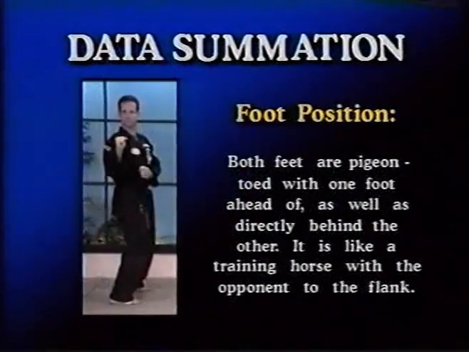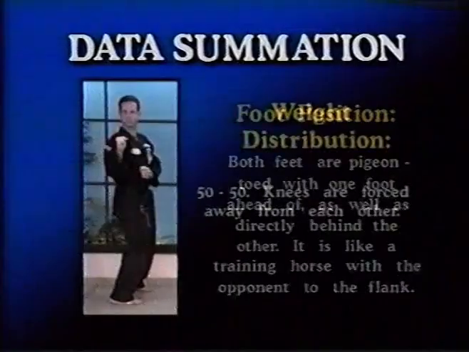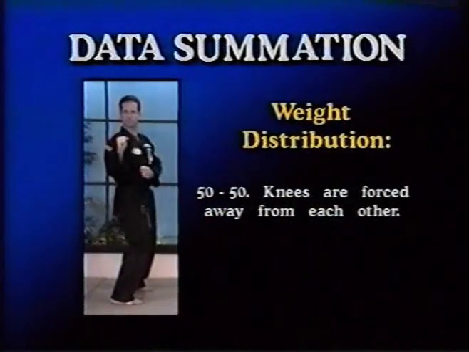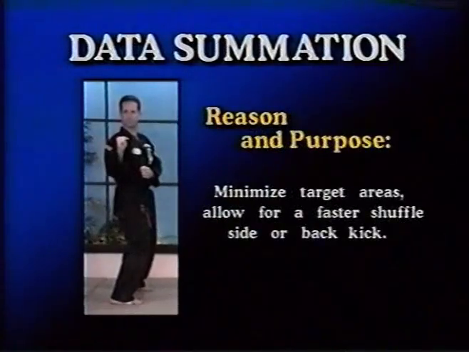Data summation of the fighting horse stance. Foot position: both feet are pigeon-toed with one foot ahead of as well as directly behind the other. It is like a training horse with the opponent to the flank. Head and eyes are focused to the flank. Weight distribution, 50-50. Knees are forced away from each other. Reason and purpose: minimize target areas and allow for a faster shuffle, side or back kick.